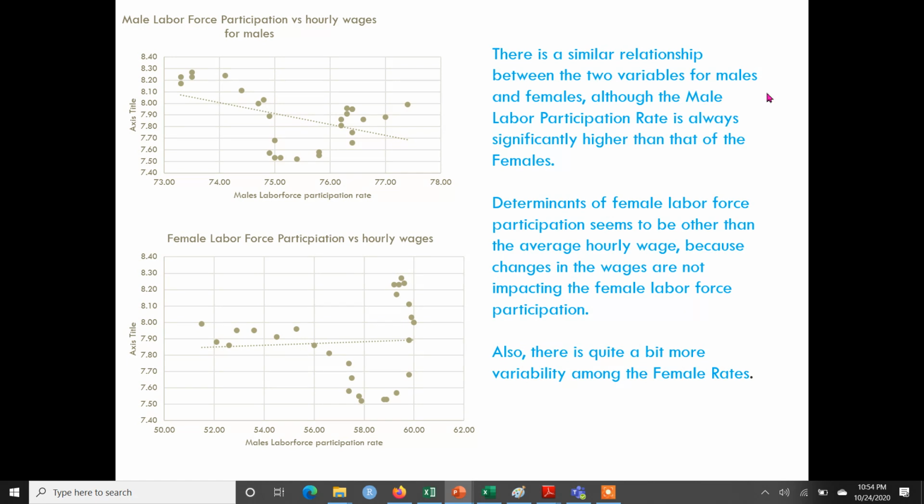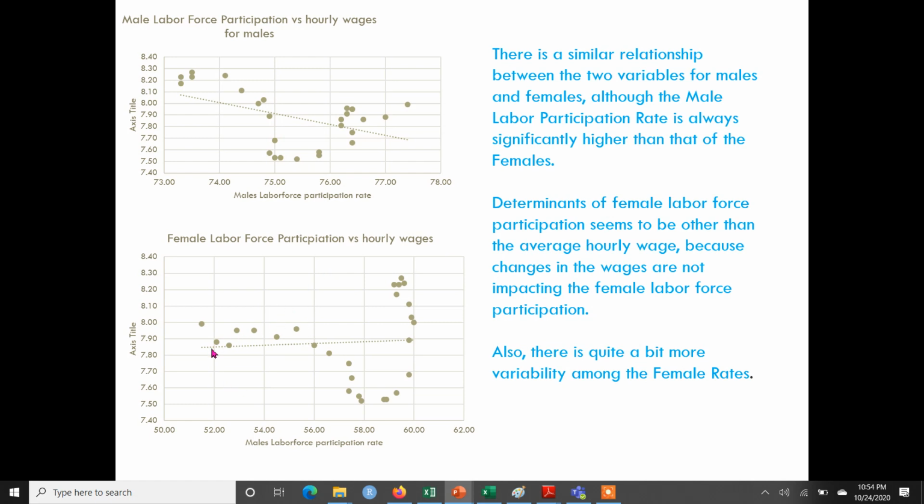between the two variables for males and females, although the male labor force participation is always significantly higher than that of females. You can always see the axes, and you can confirm from them that, generally speaking, male labor force participation is higher. We are not talking about the few outliers in the female scatter plot, but generally speaking the dots in the male plot are much higher. So male labor force participation rate is higher as compared to the female labor force participation rate.